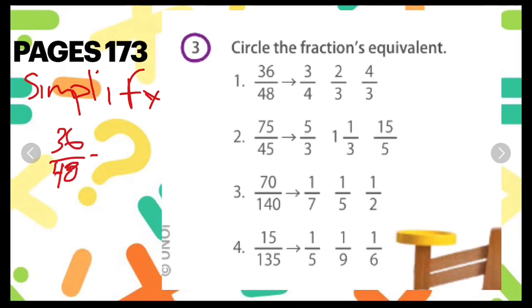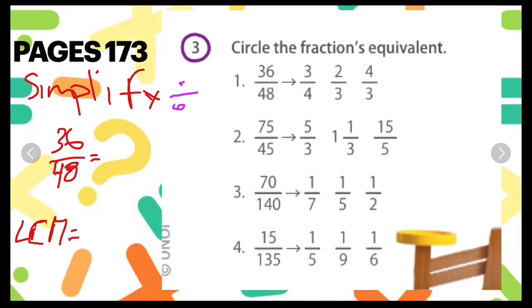Now you have to find your common factor. What can it be? In simplifying, you divide, right? You do division. So 36 divided by 6. How much will 36 divided by 6 be? Or check another common number. 36 divided by 4 will be 9.